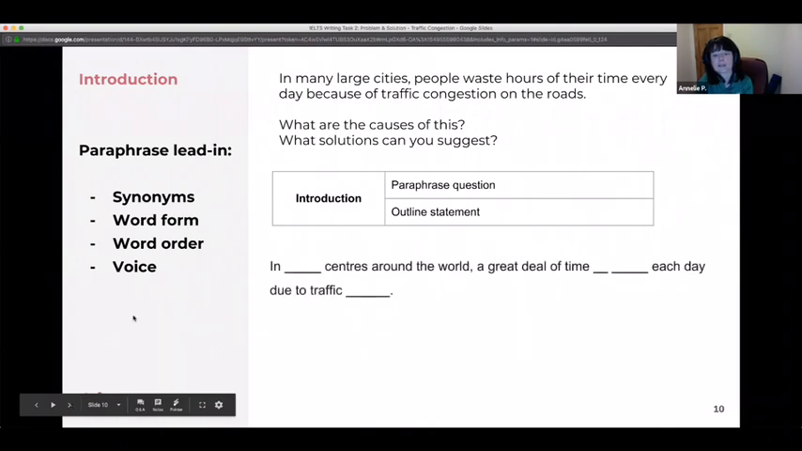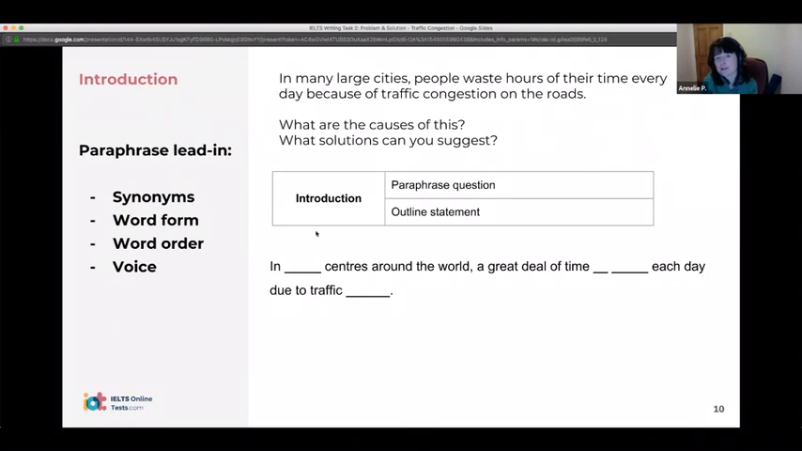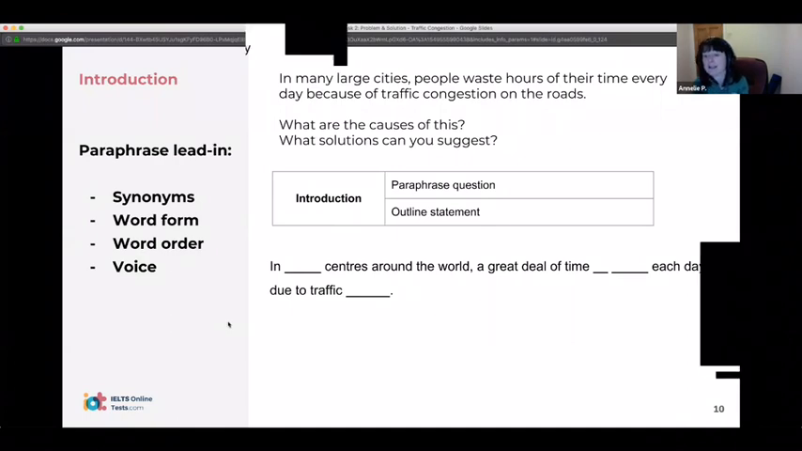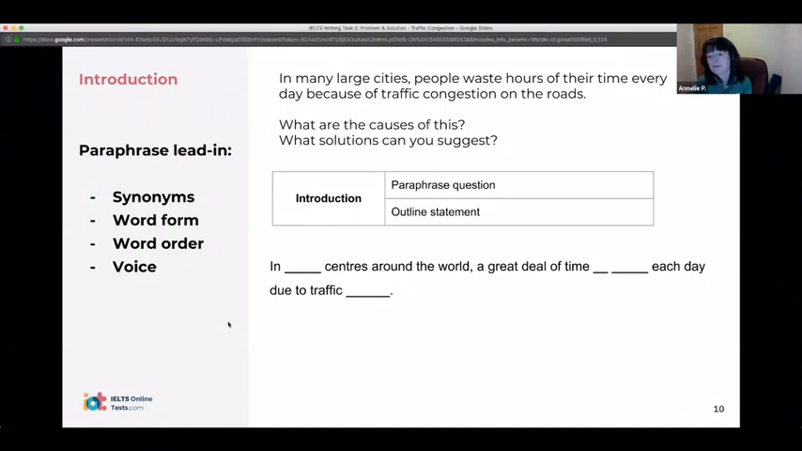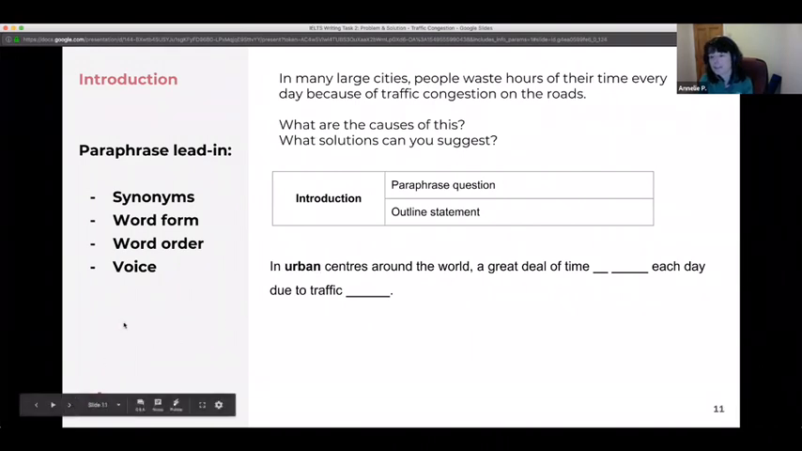So let's have a look. What we're going to do now is try and look at some of these ways of changing it. And I'd like you to suggest the missing words, okay? So in the task, we have large cities. So what could we put in the gap here? Okay, populated is good. Urban, I like that. Enormous, yeah, urban. Metropolitan works very well. Busy, very nice, Samira, I like that. Okay, so we went for urban centers as a paraphrase of large cities.